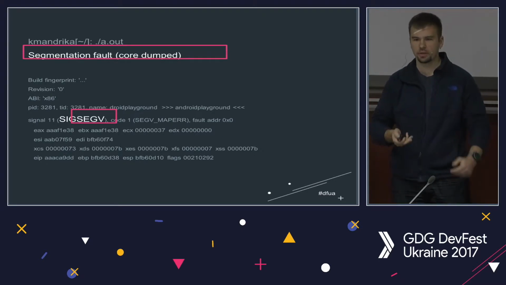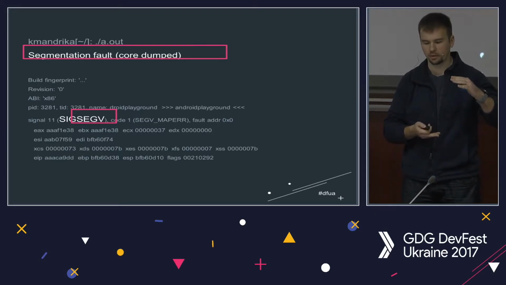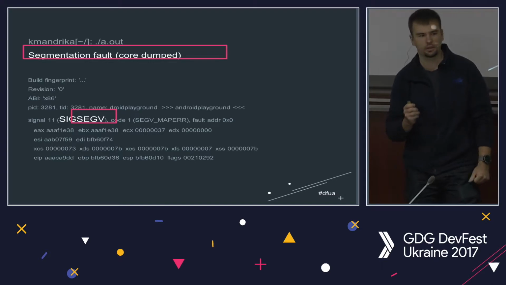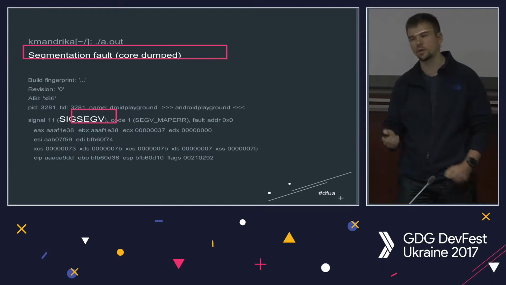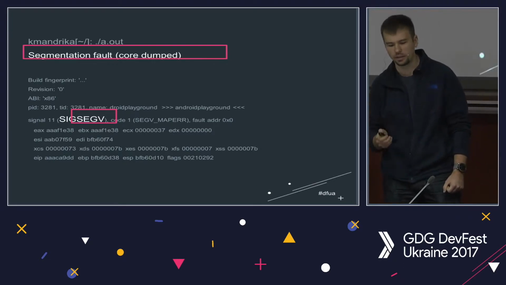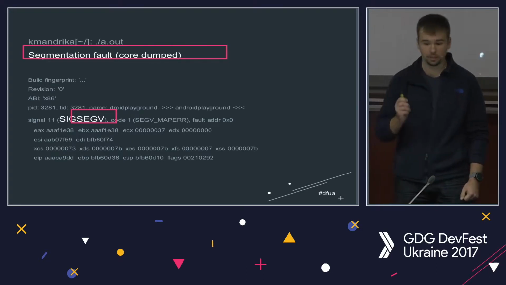When a C++ exception is caught, it behaves similarly to a Java exception. But when it's not caught, there's an interesting thing that the standard says you must do, which is in the uncaught exception handler, you have to call std abort. And std abort raises a signal. Interesting.